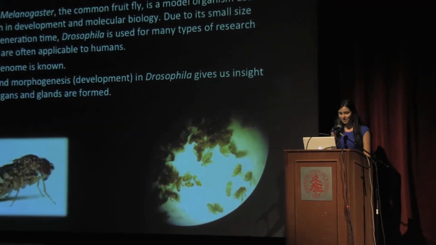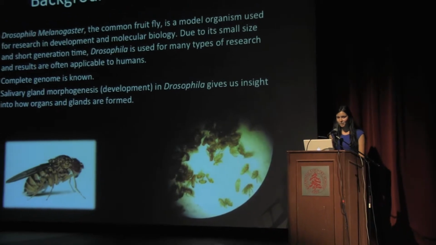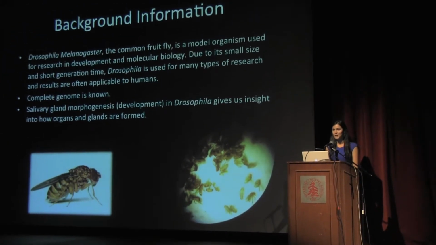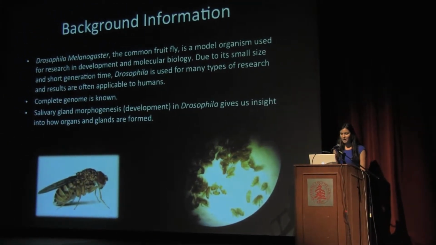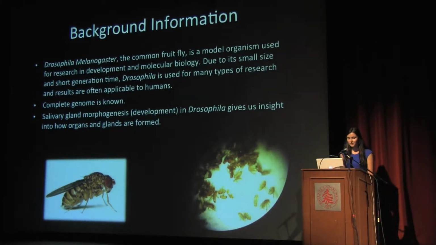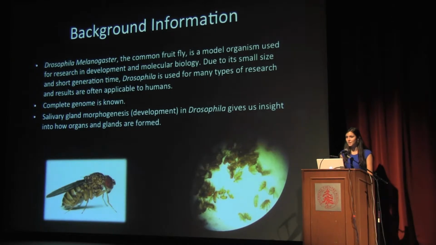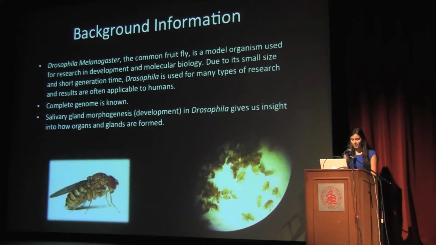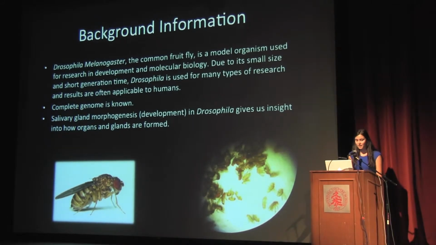Drosophila melanogaster, the common fruit fly, is a model organism used for research in development and molecular biology. Because of its small size and short generational time, Drosophila is used for all types of research, and results are often applicable to humans. Drosophila are one of the few species of which the complete genome is known. We study the salivary gland morphogenesis in Drosophila because it can give us insight into how organs and glands are formed.